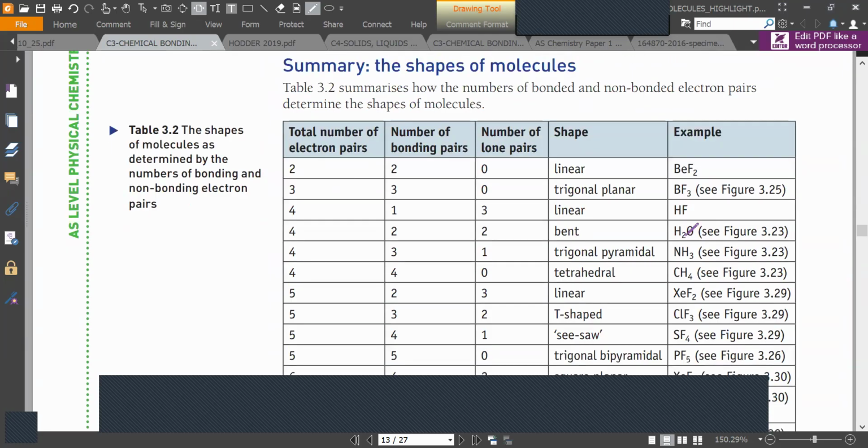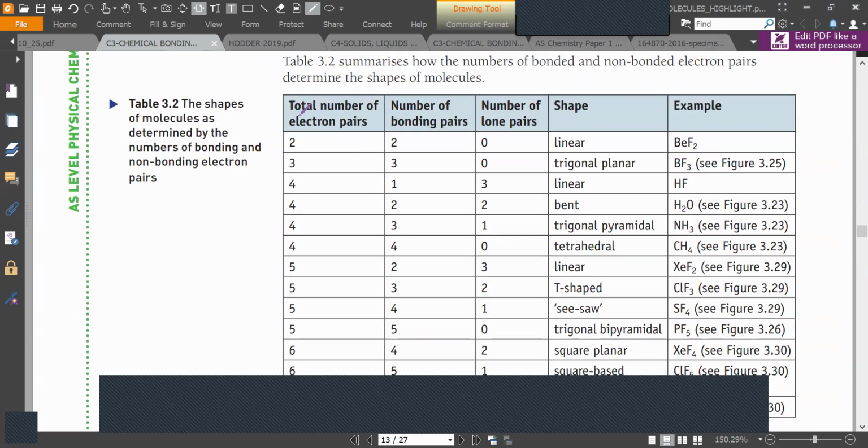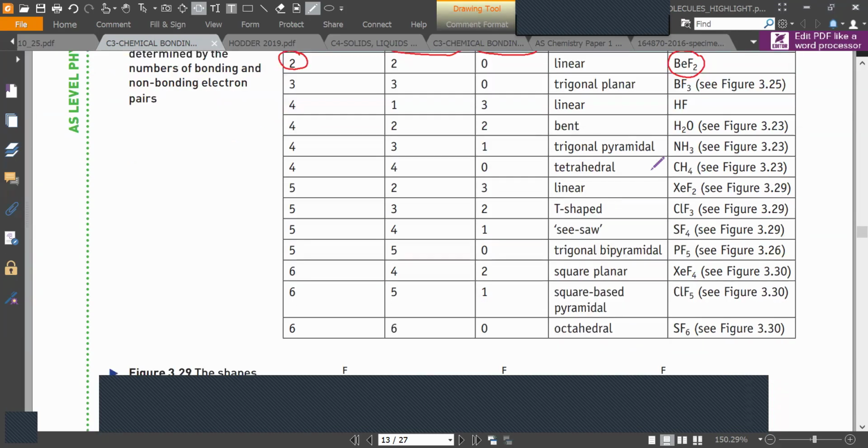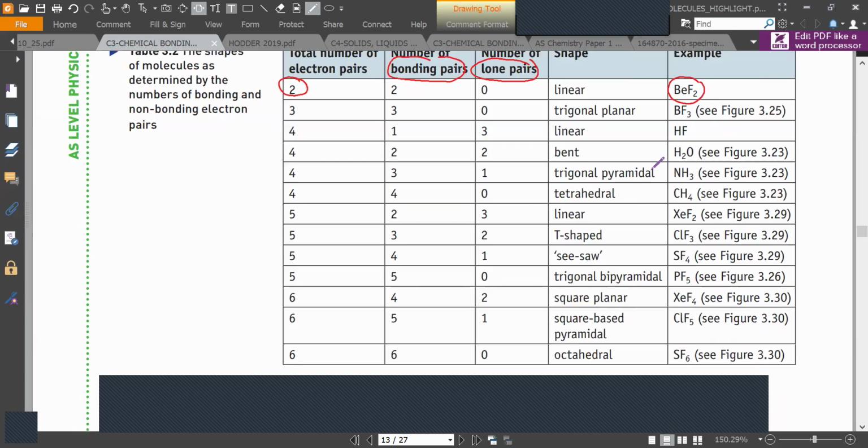So here we have some summaries. We need to look at the total electron pairs, and then we also need to consider how many bonding pairs and how many lone pairs, and then we can deduce the shape. We can go through all of them if you want. At this moment, maybe I'll just pick some specific examples to go through. If it's not clear later, we can come back.